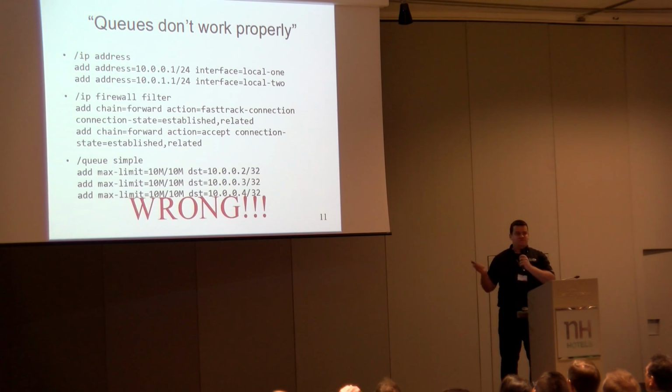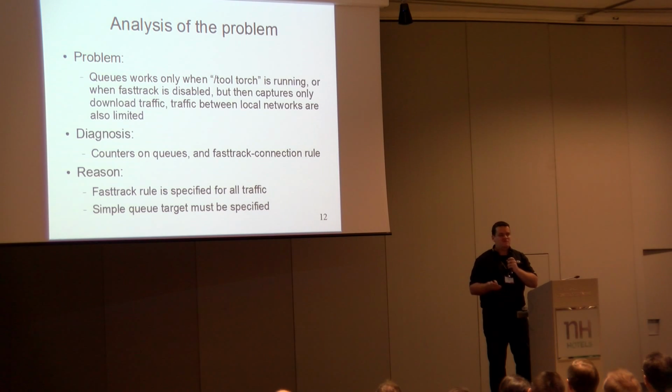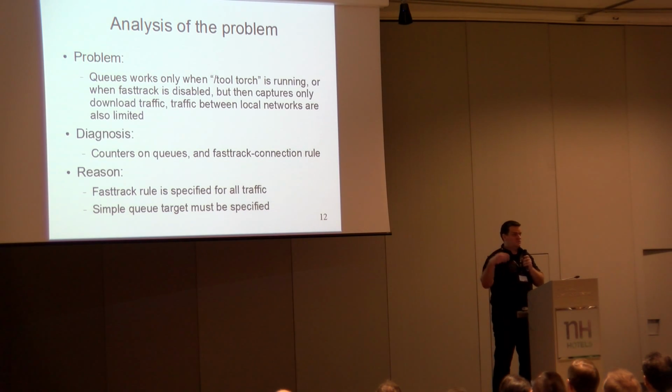In here, there are three big problems. So this is wrong. What are these problems? Very interesting description: my queues start to work only when I enable tool torch. Strange, no? No, it's not strange, because when you enable tool torch, your fast track stops working because torch needs to capture traffic. So the packets go the slow path instead of the fast path, so they get to the queues.